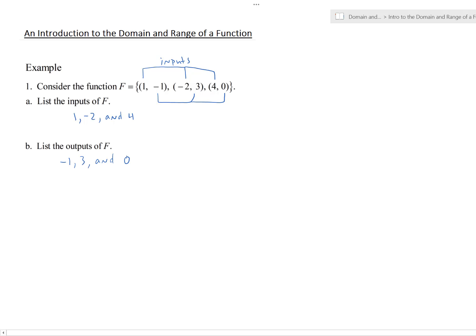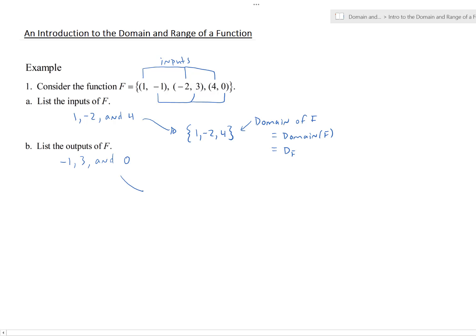What does this have to do with domain and range? Well, this is supposed to help us foresee what domain and range are. Domain and range are just the sets of the inputs and outputs of a function. So in part A, when we listed the inputs, if we wrote it as a set, the set {1, -2, 4}, that set is our domain of the function F. We can also write that as domain of F or D sub F.